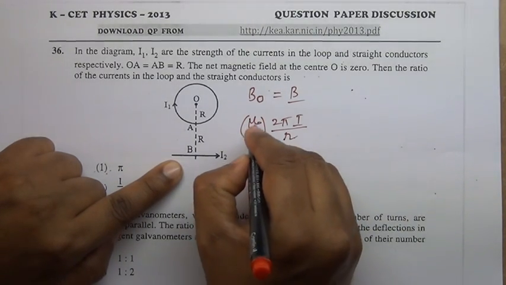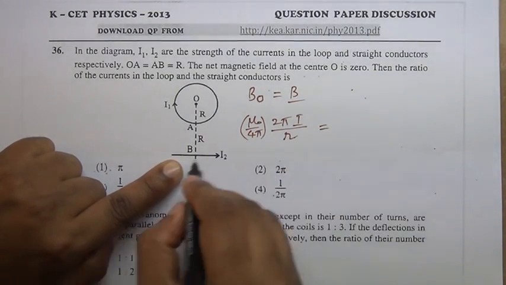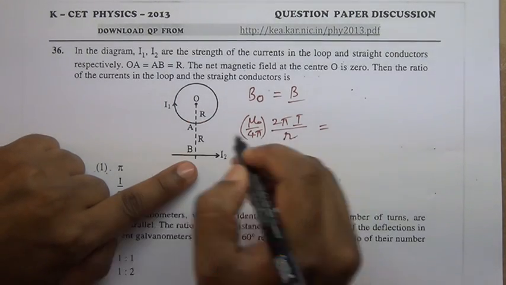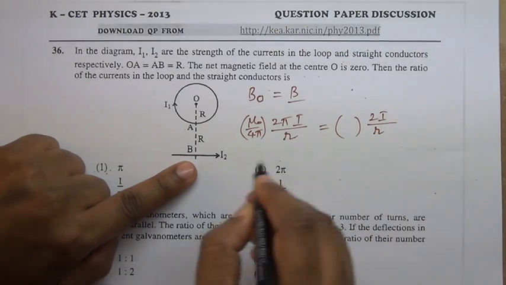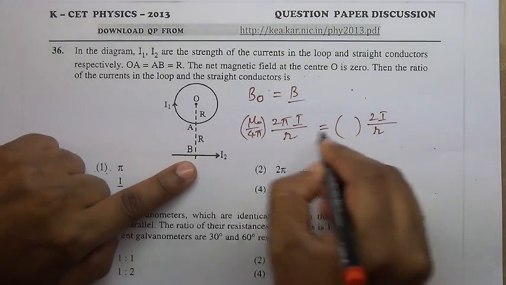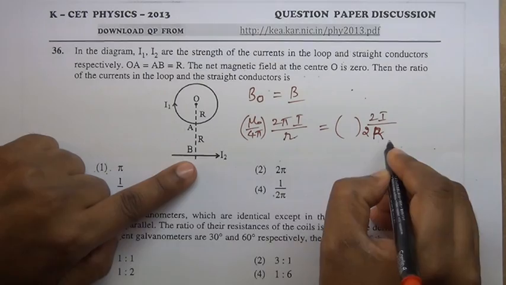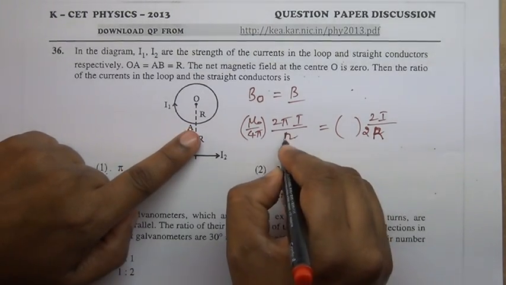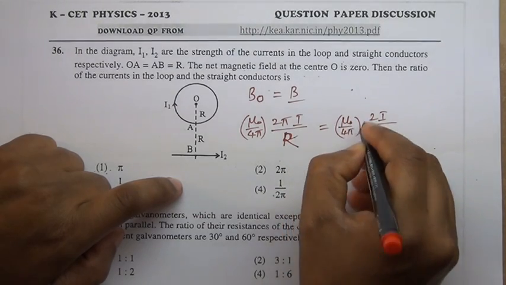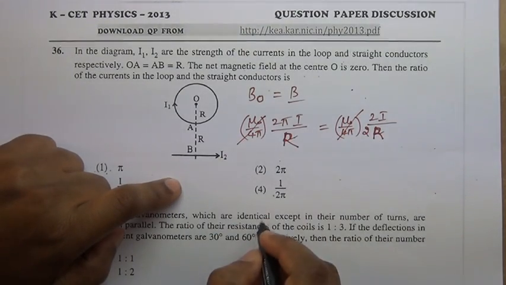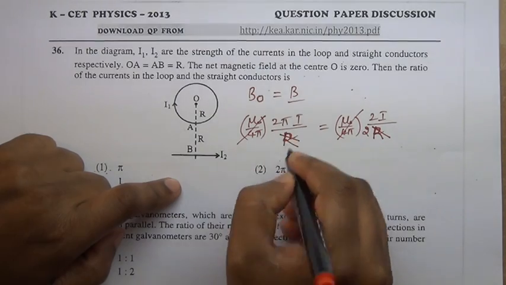This constant is mu naught by 4 pi. Similarly, due to the straight conductor, the magnetic field at a point is the constant times 2I by R. This distance is R plus R, 2R. The radius of the circular coil is R. This constant is again mu naught by 4 pi. Constants cancel. R cancels.